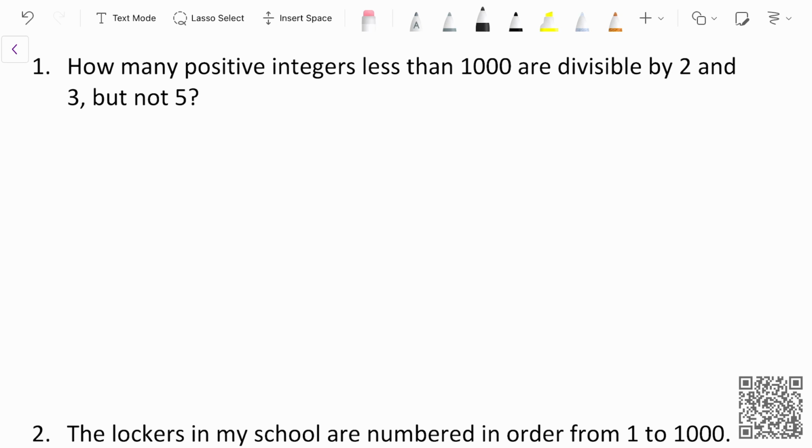Today's first question is, how many positive integers less than 1,000 are divisible by 2 and 3 but not 5? So our path to do this is basically first finding the LCM of 2 and 3, dividing 1,000 by that LCM, and then getting rid of all the numbers in between that are also divisible by 5. Of course we can't actually just pick them all out. So you know that the LCM of 2 and 3 is 6.